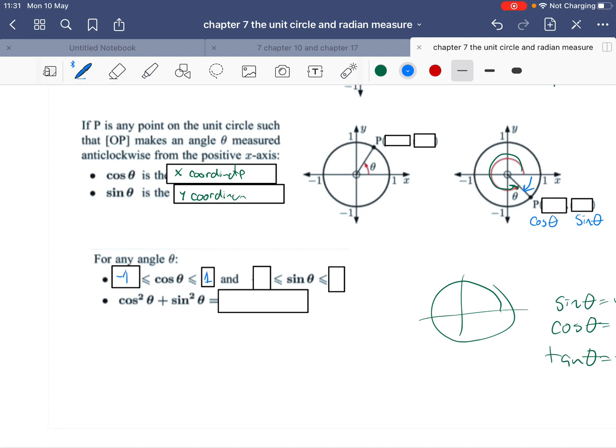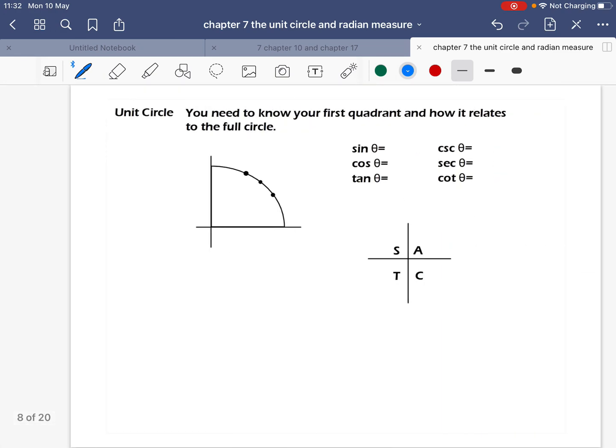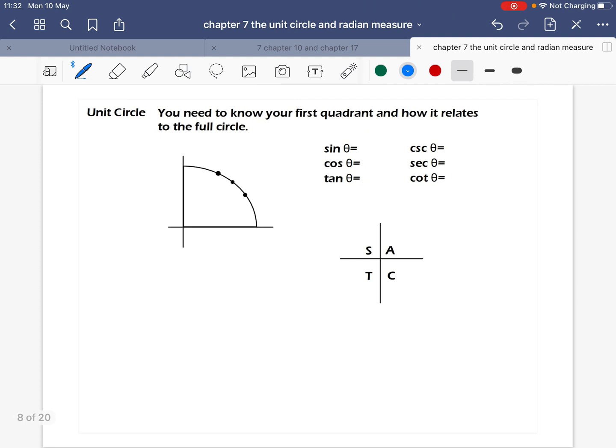Okay, for any angle theta, the cosine of theta is less than or equal to 1 and greater than or equal to negative 1. It can never be anything bigger. Same with sine of theta, between negative 1 and 1. Okay, cosine squared plus sine squared. This is going to be one of your most important things you learn this chapter. Cosine squared plus sine squared equals 1. Okay, always. If this angle is the same, the cosine squared plus sine squared equals 1.